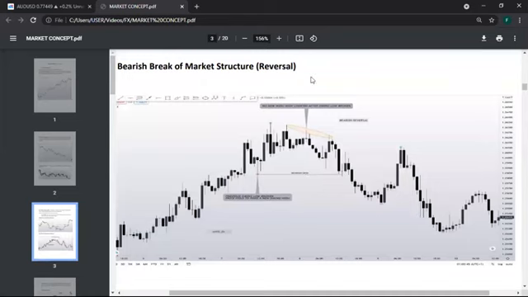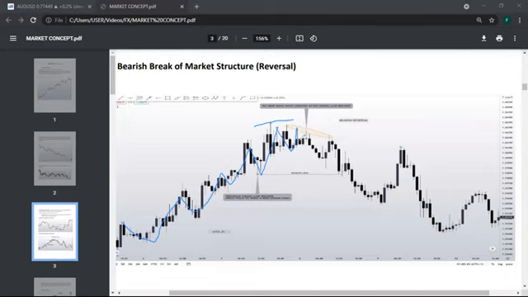Now, to the chart, we could understand that the market was trending bullish. Now we created a swing high. We came down, went up, failed to create a new swing high, came down and started creating swing lows until we finally broke here. We broke here and we came down and created a lower low. And finally, we sprang back up to create a lower high.